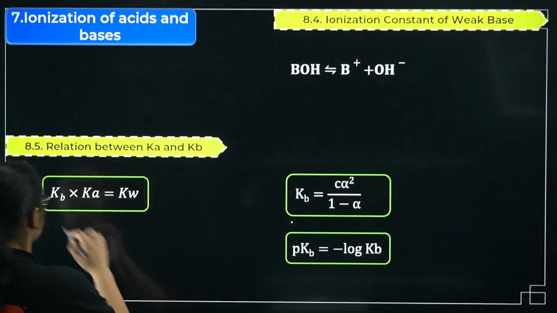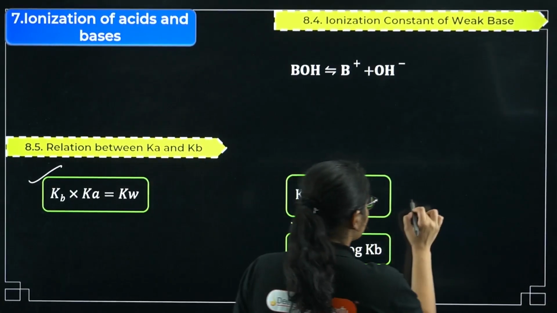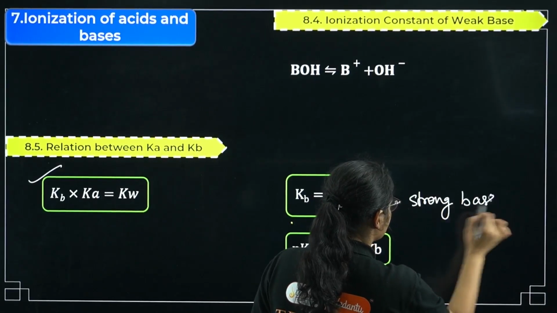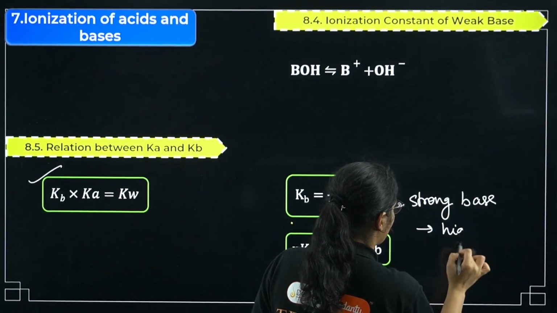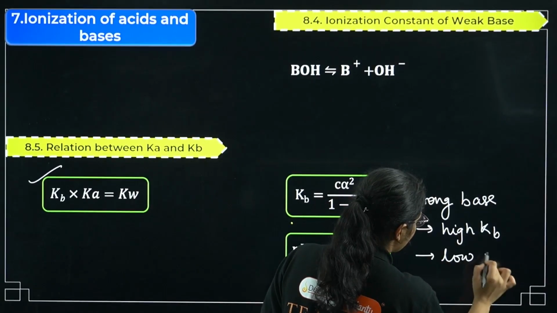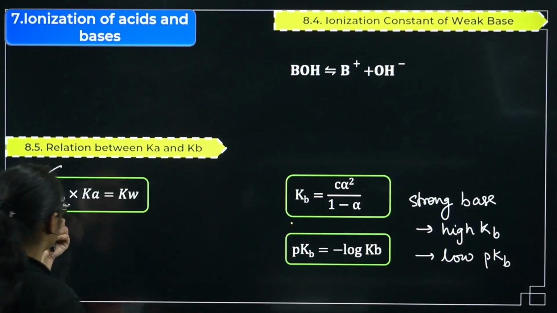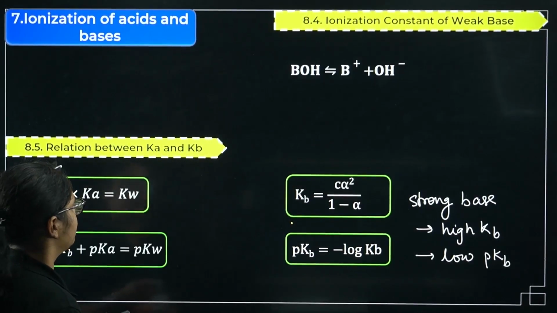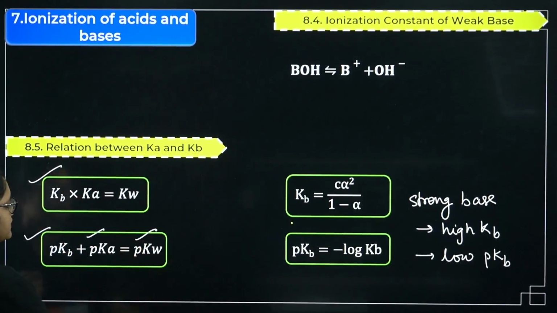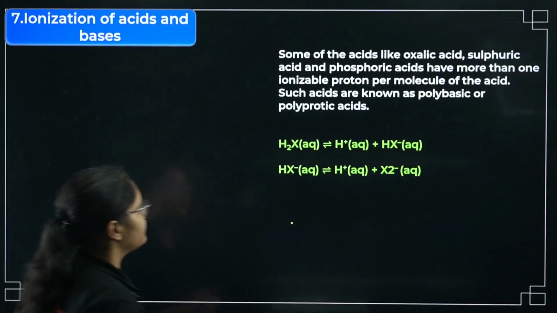And what's the relation between Kb and Ka? Ka into Kb is equal to Kw. Here also, if we have a strong base, then it will have high Kb value and low pKb value. Clear? Okay, so Kb into Ka is equal to Kw. And if you just take logarithm, pKa plus pKb is equal to pKw. Okay, fine.